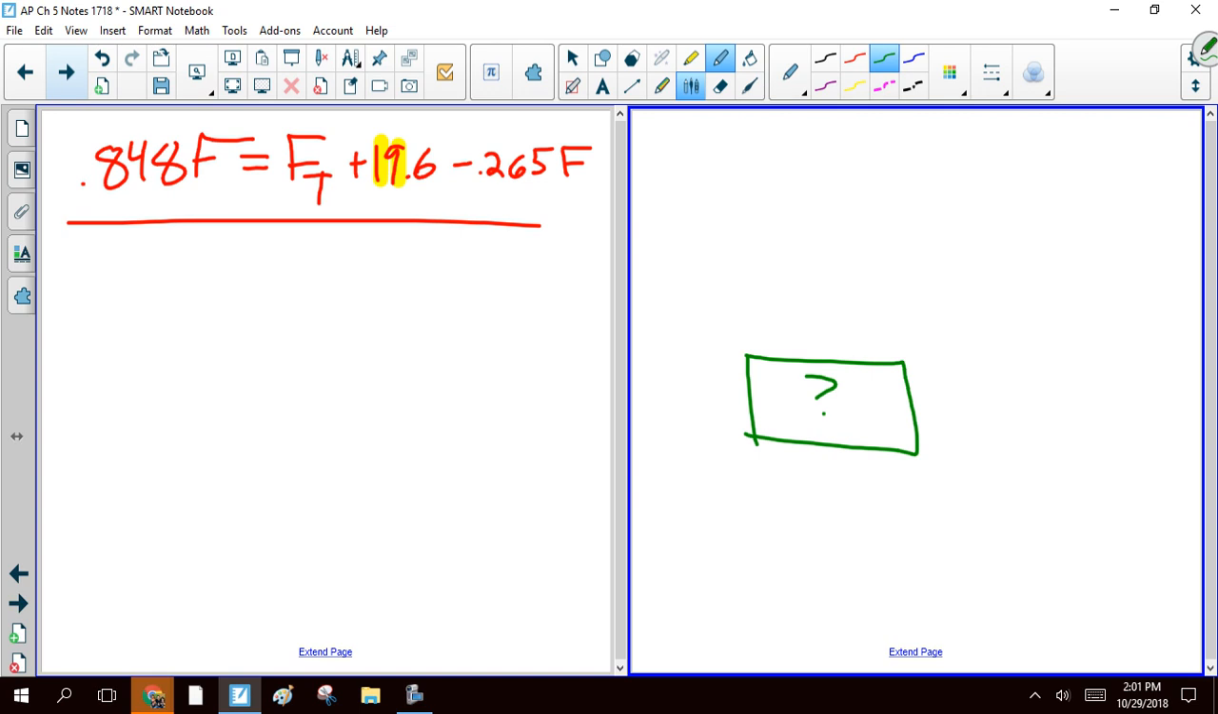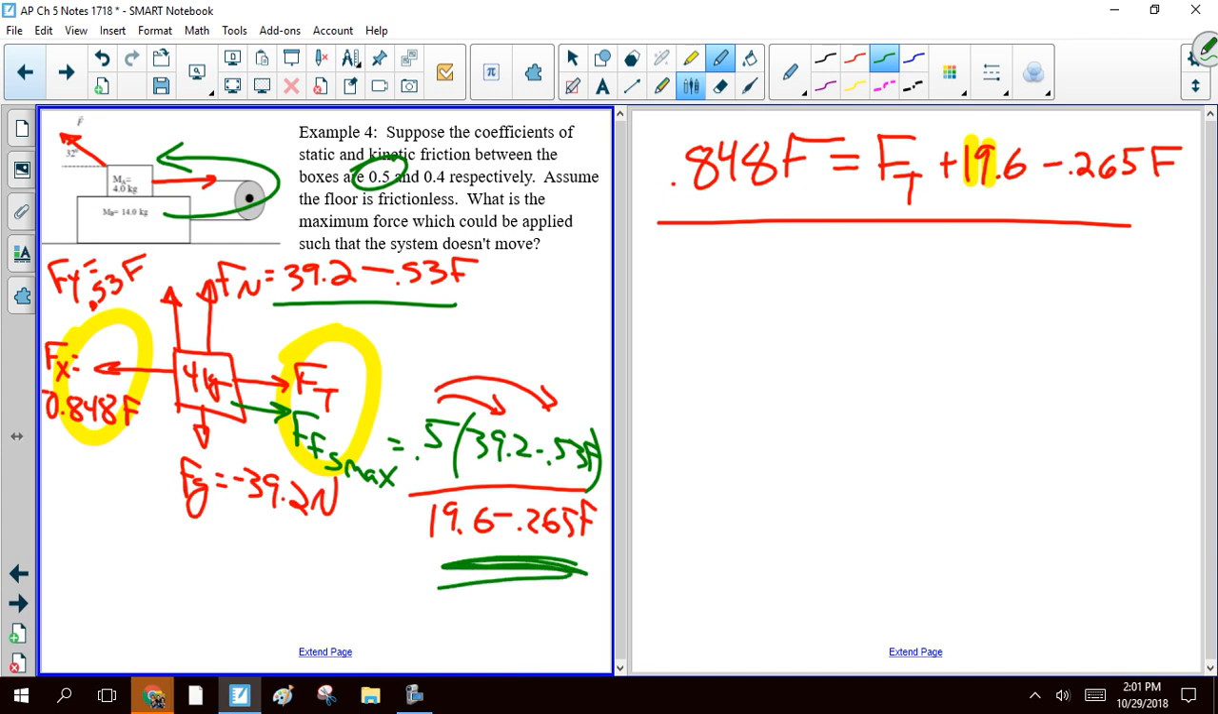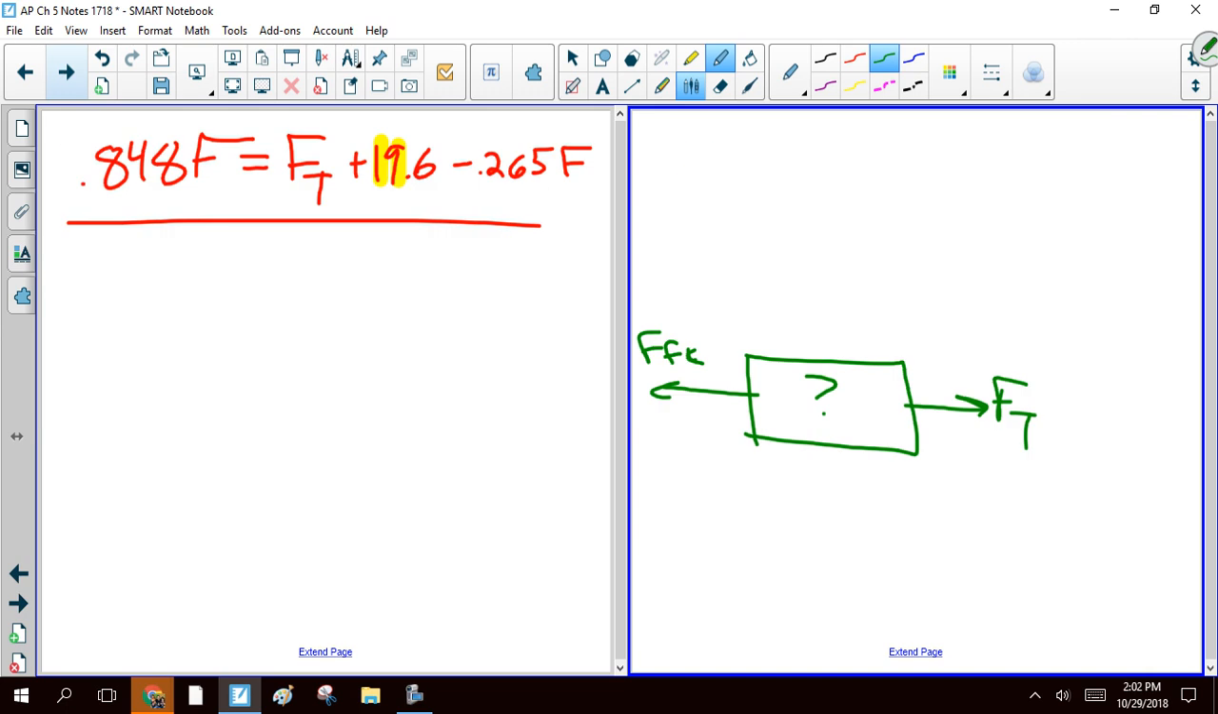Because the only two forces on it are this, your tension force, and your force of kinetic friction, right? And that force of kinetic friction is going to be the same as this force of kinetic friction, right? Because this force of kinetic friction here is the bottom block dragging the top block backwards. And so because of Newton's third law, that means the top block is going to work against the motion of the bottom block, right? So this is the same thing I had before, specifically 19.6 minus 0.265F in the negative direction, right?